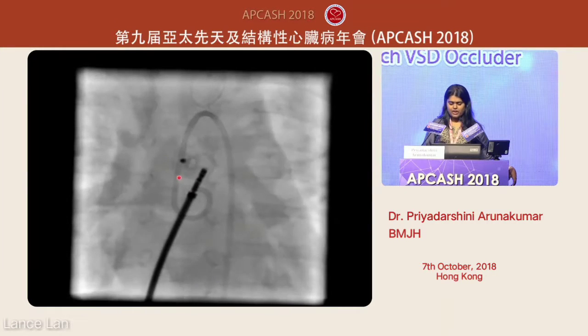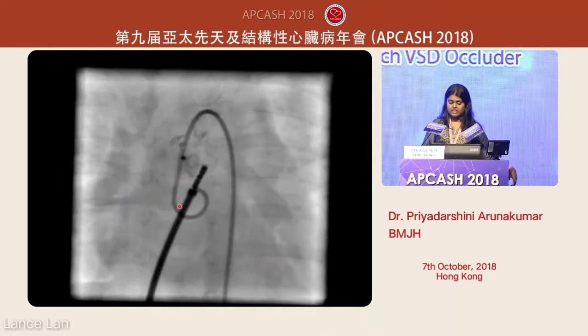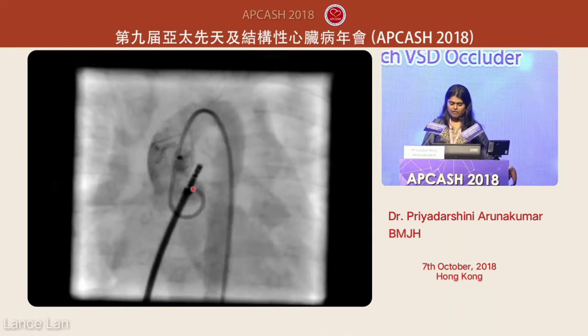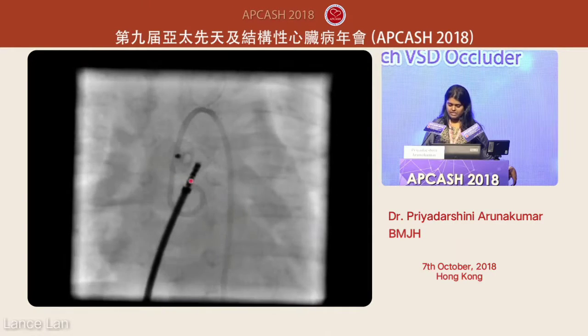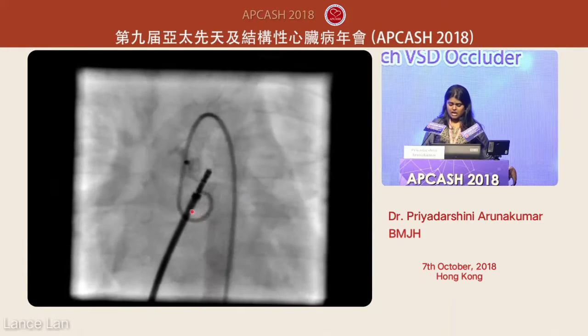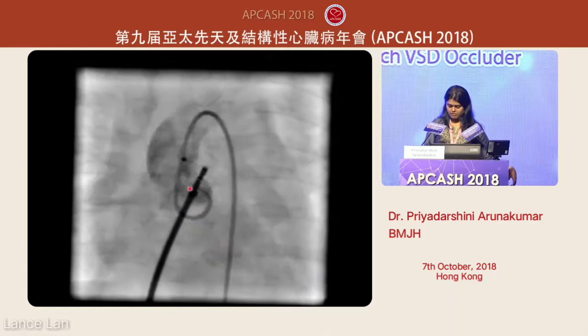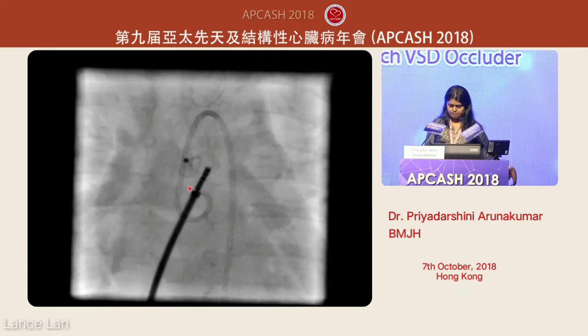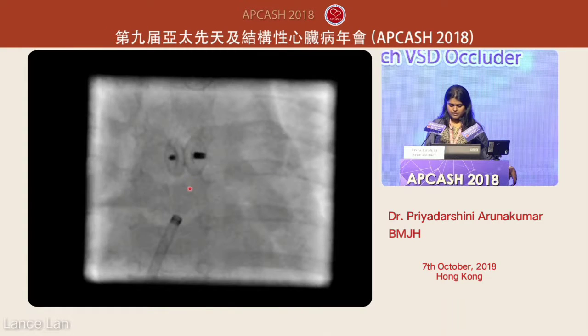So this is a check angiogram after the device deployment. Again, it's very important to see how far the LMCA was from the device to make sure there's no problem occurring with it. And we found that the device was well far away from the left main coronary artery. And this was after release. The device appeared to be stable.